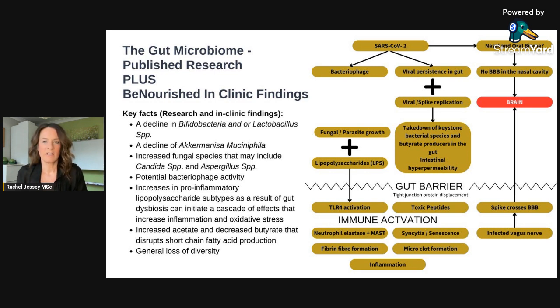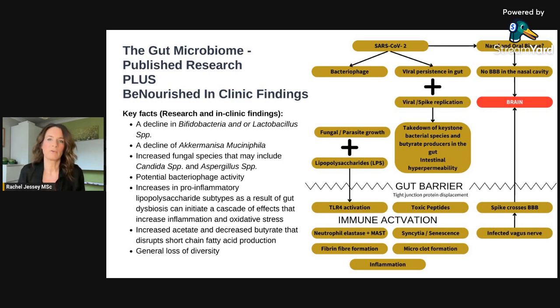You'll see a decline in Akkermansia muciniphila. There's a little bit of a caveat there because we've had a cohort of patients who've actually had really high levels of Akkermansia, and that may be related to different immune reactions that are going on in the body. So Akkermansia has been correlated with conditions such as multiple sclerosis. So it's more of an autoimmune type presentation where this appears to be raised.